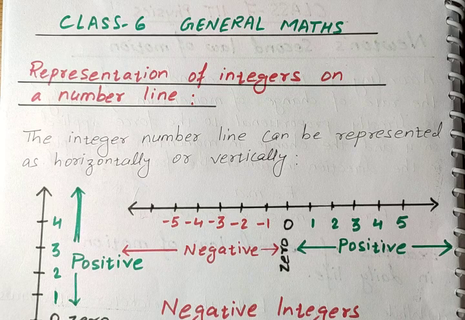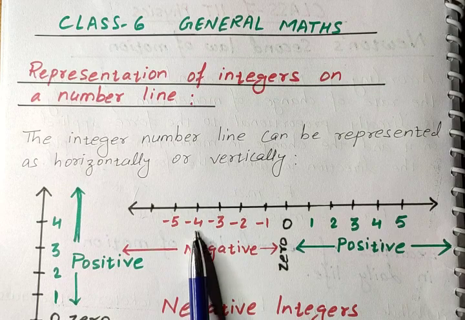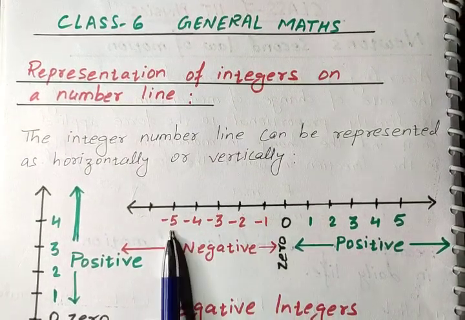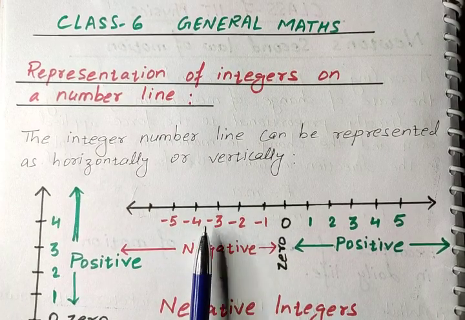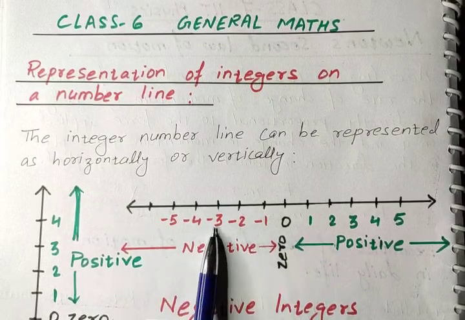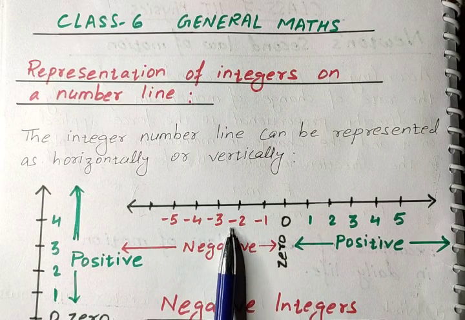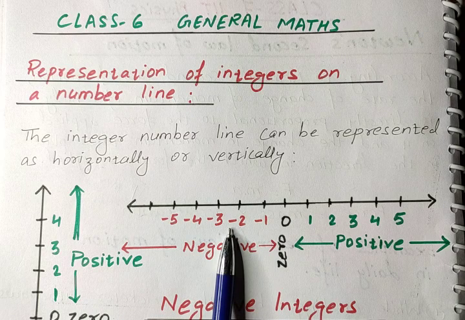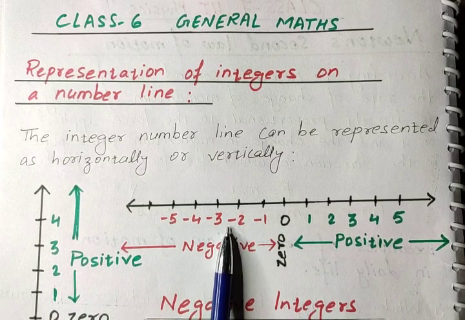Negative integers are what? Numbers which lie on the left side of 0 and whose value is less than 0. Numbers which lie left of 0 and whose value is less than 0 are known as negative integers. Negative integers are used for what? To represent loss in business, or temperature below 0 degrees Celsius, or depth from the earth's surface, and so on.